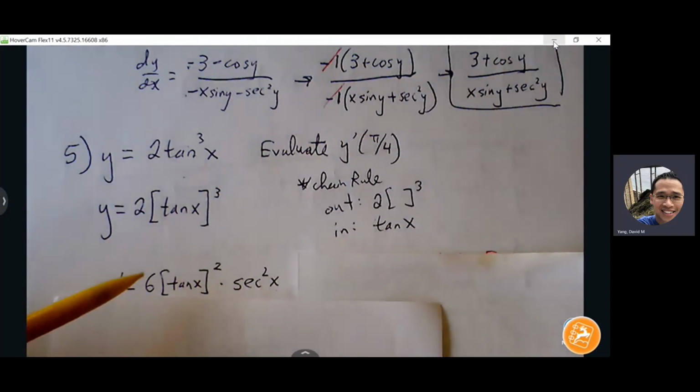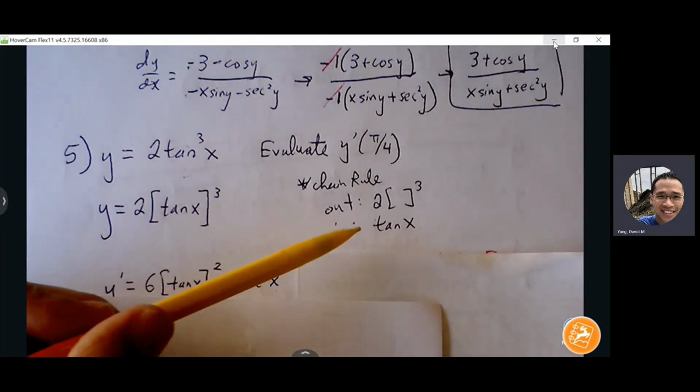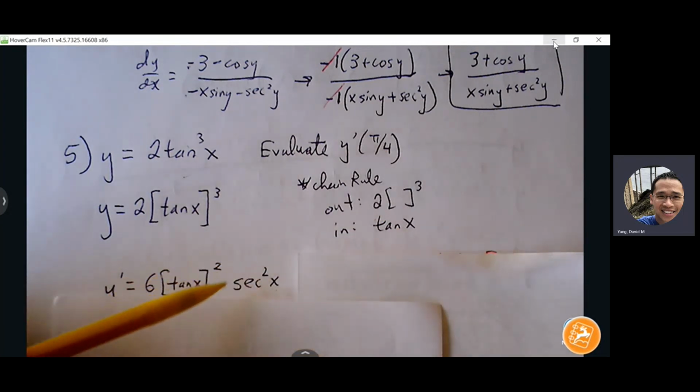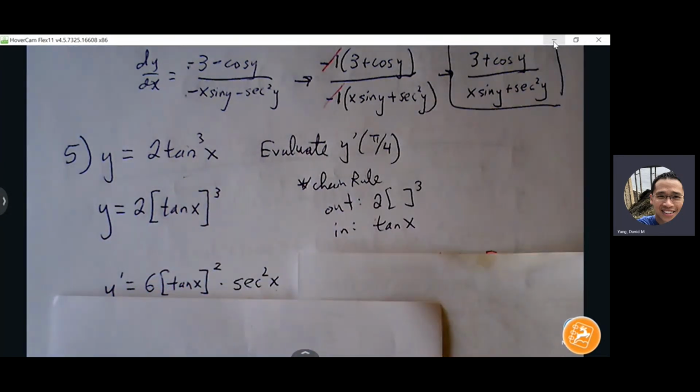Okay, so 2 bracket cubed becomes 6 bracket squared. We leave the inside intact, but we took care of the outside's derivative. Now ready for tangent's derivative. Tangent u becomes secant squared u times u prime. I left the u prime out because x's derivative is 1, so I know that 1 is not going to change anything.